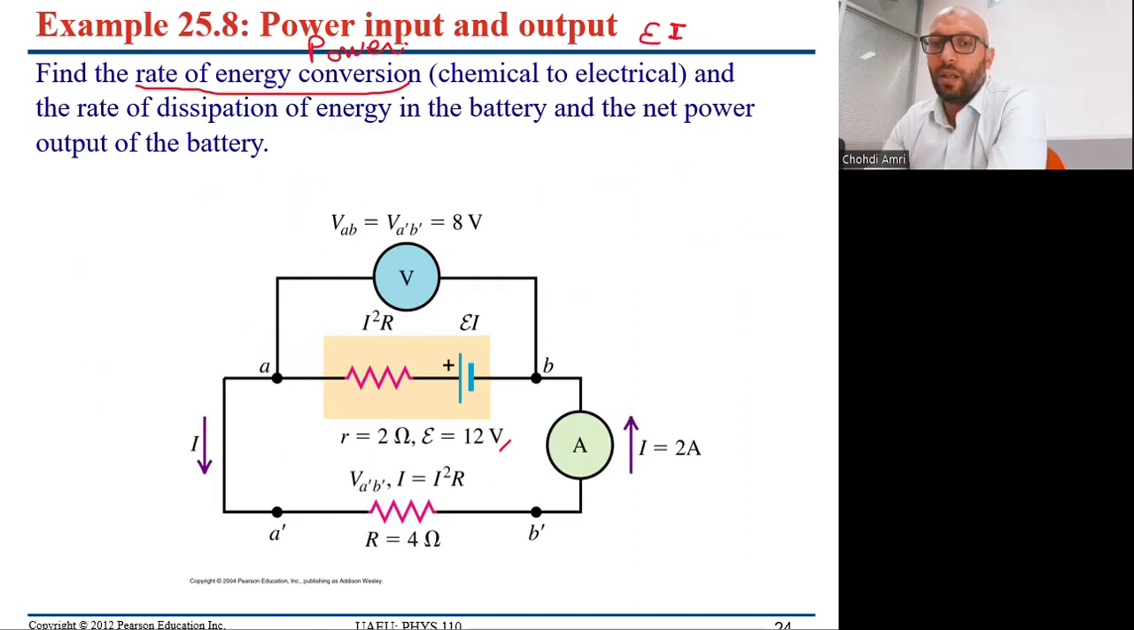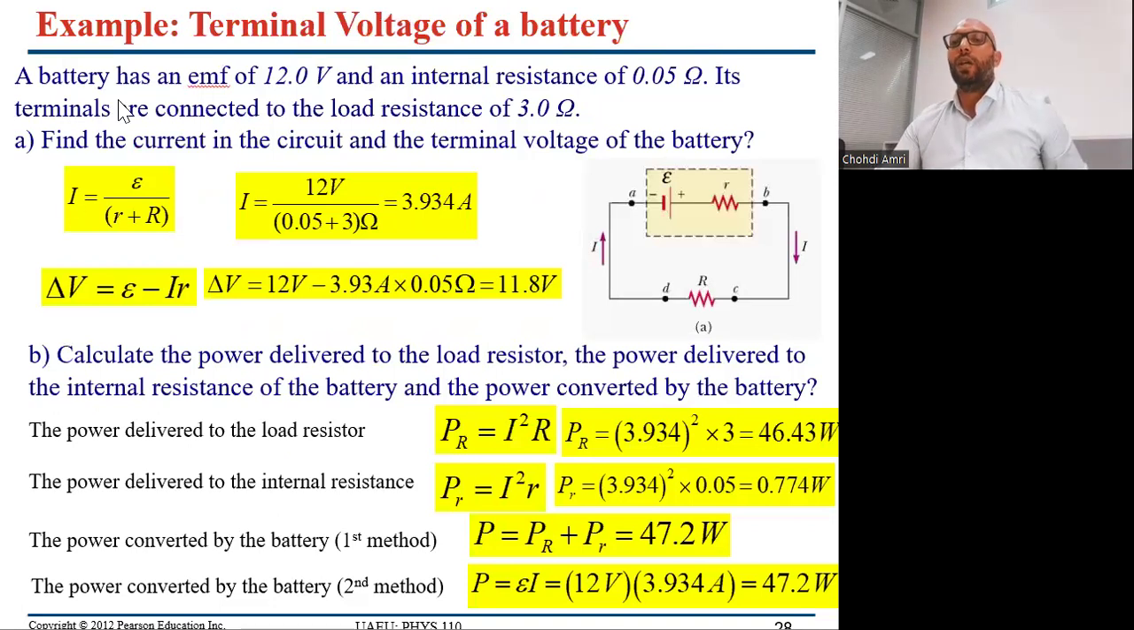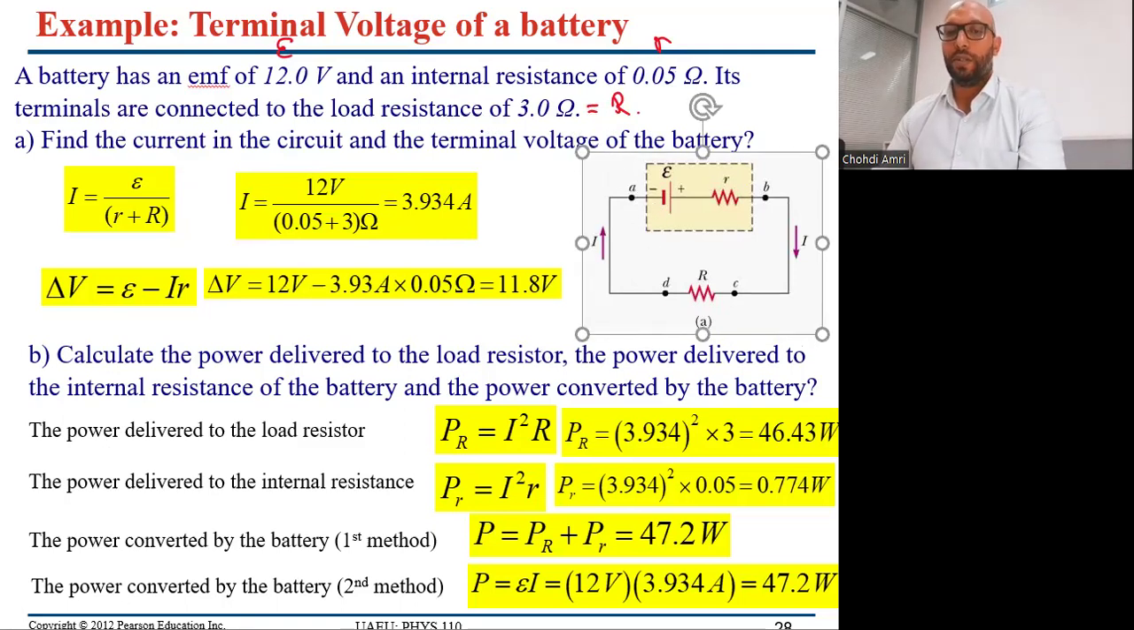Let's take another question. A battery has an electromotive force epsilon equal 12 and the internal resistance r equal 0.05 ohm. The terminals are connected to the load resistance equal 3 ohm. Find the current in the circuit. Here we have a real battery connected with an external or load resistor.